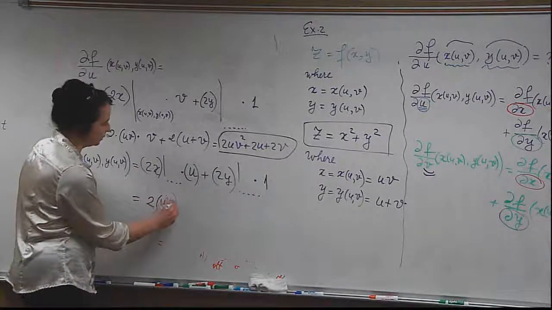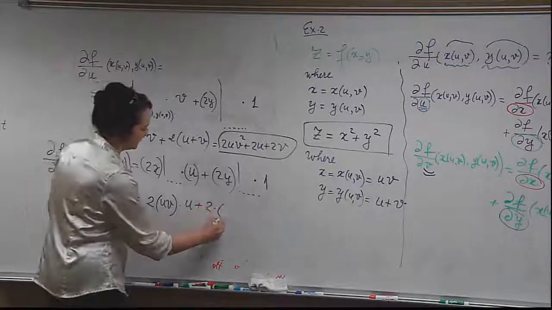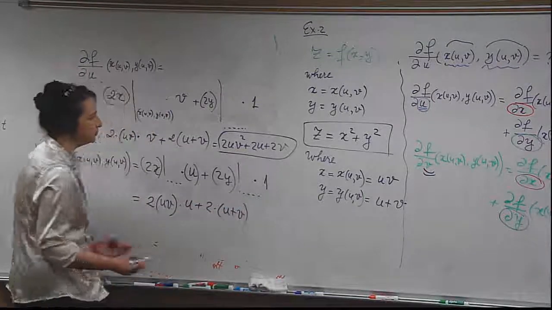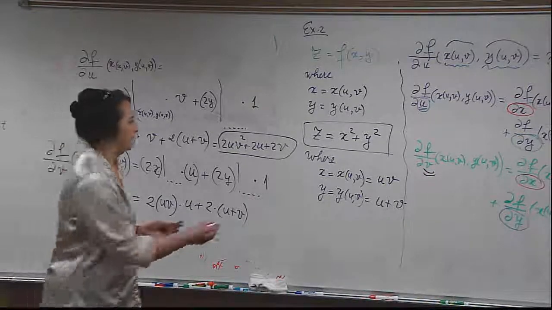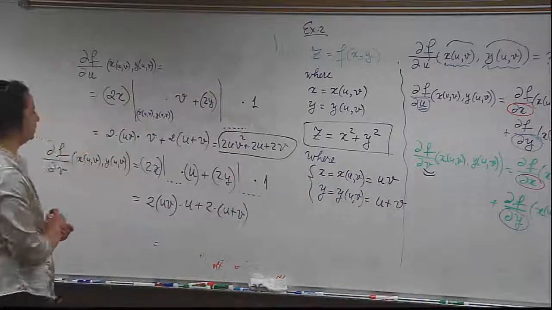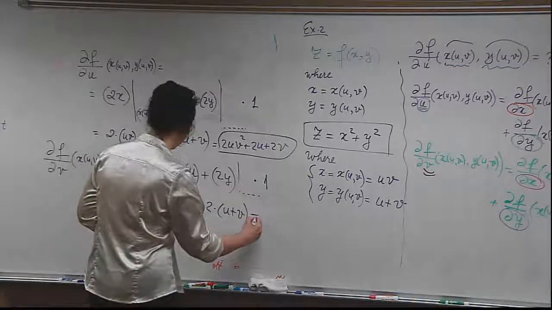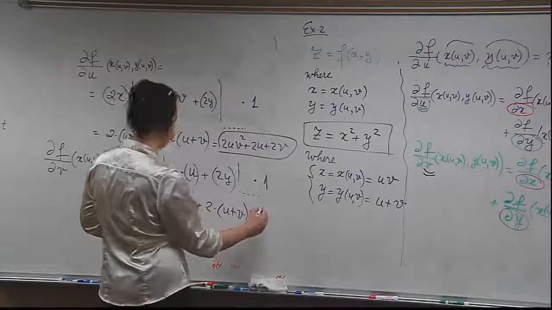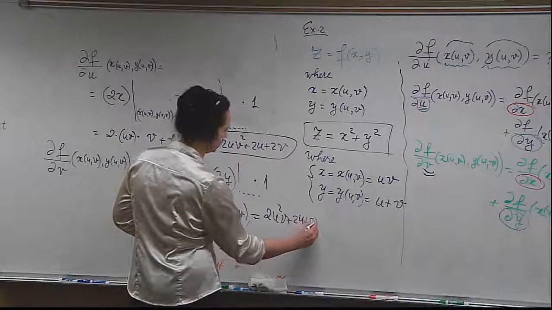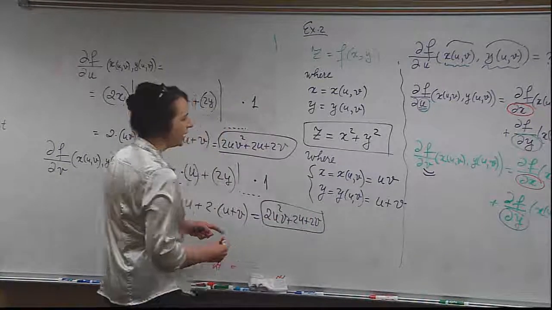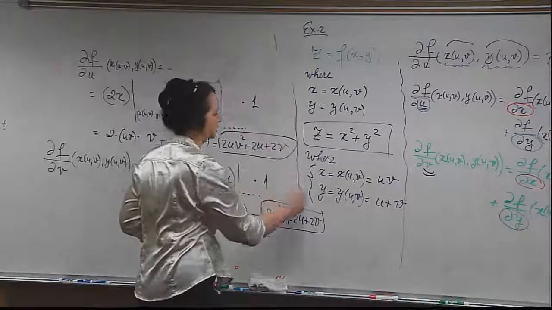Okay, so 2uv times u plus 2 times (u plus v). So what did I do here? I simply replaced the given functions in terms of u and v, and I'm done. Do I like it? No, but I'd like you to notice something as soon as I'm done. 2u squared v plus 2u plus 2v. Could I have expected that?